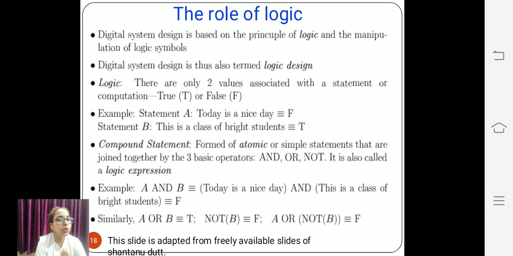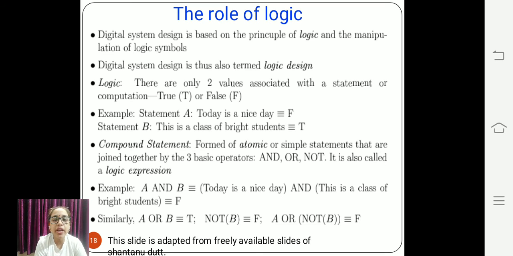First of all, today is a nice day: I have written that as a false statement. And this is a class of bright students: it is a true statement. With false and true, the resultant must be false. Similarly, A or B. A or B means if not this, then that.